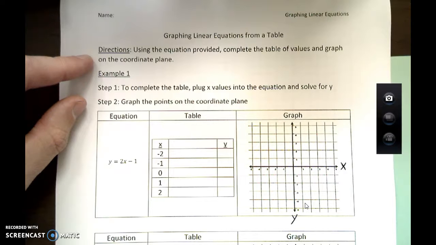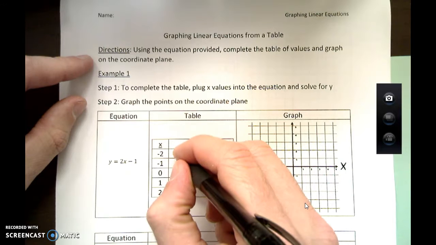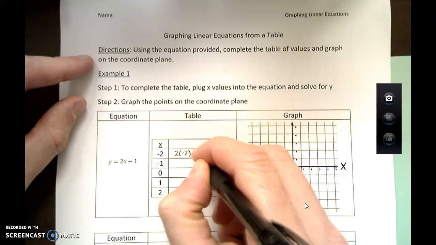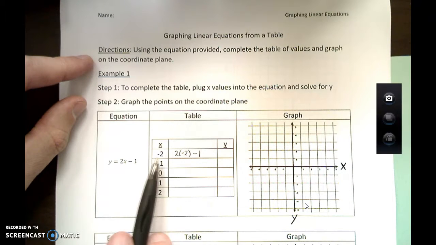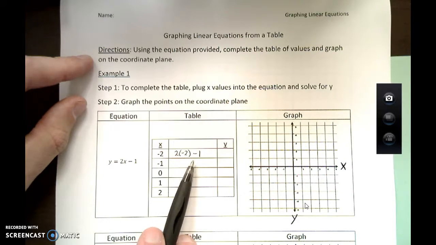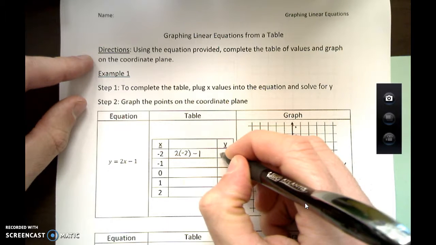Alright, so let's take a look at our first equation here. We have y equals 2x minus 1. So we're going to use this table. We're going to take these values for x and plug them in and see what comes out for y. So I'm going to rewrite the equation part and replace the x with negative 2. So now I have to multiply. 2 times negative 2 is negative 4, minus 1 is negative 5.